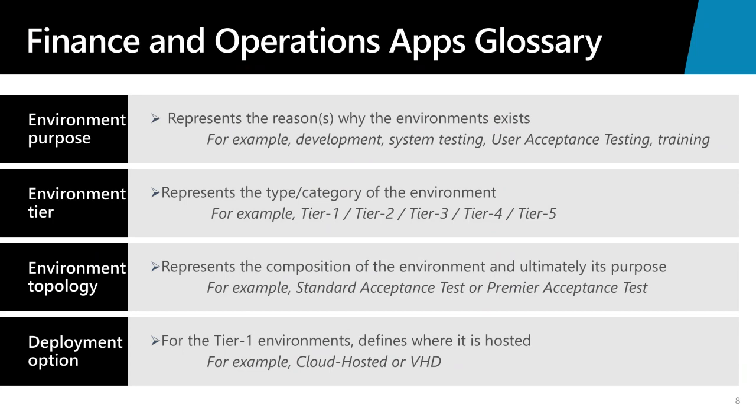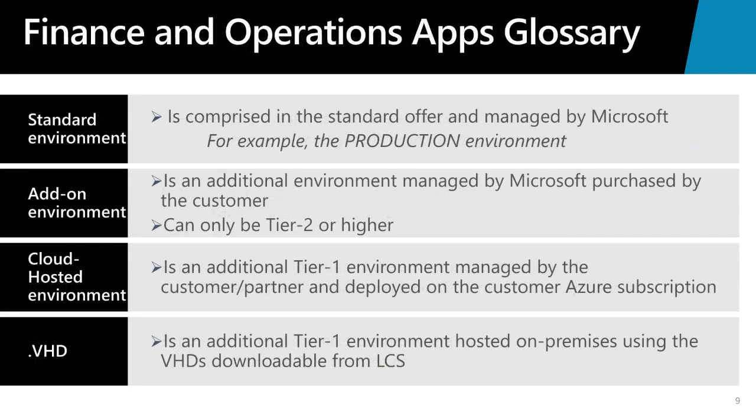The last one is your deployment options. When you're deploying a tier 1 environment, you have 2 options in terms of where that environment can be hosted. Tier 1 environments can be cloud hosted in your own Azure subscription, or you can download them as a VHD. So let's go to the next slide and we'll talk about a couple more terms specific to finance and operations.